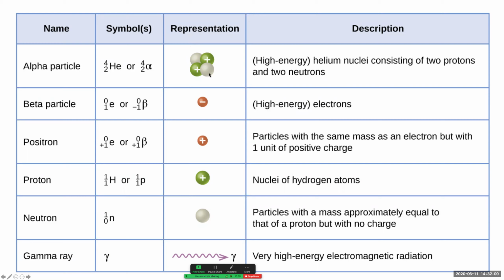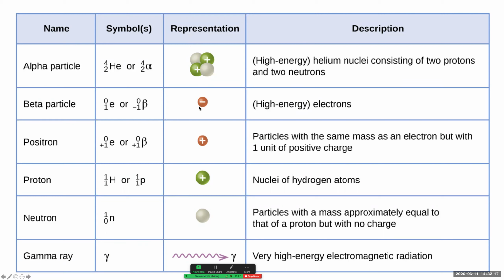It doesn't have any electrons, so it has 2 plus charges. That's what these 2 pluses are. So the alpha particle has a +2 charge. When we write the symbol, though, we don't include the charge. That's not necessary, but it's understood. It's a positively charged particle.